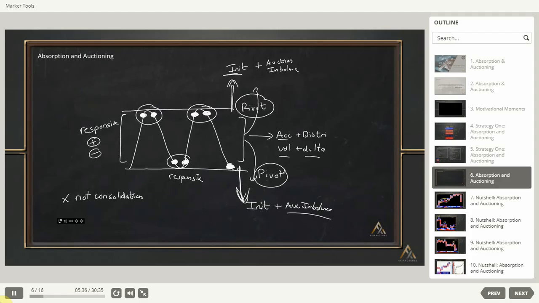So that's the basic principles applied to the absorption and auctioning strategy. Now, let's go and have a look at some of the practical examples that you can expect to see.